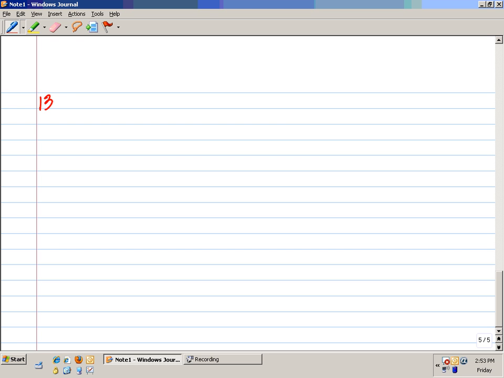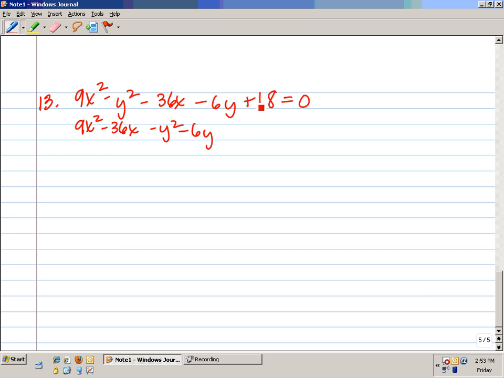Because number 13 has completing the square, and I don't feel like y'all can see that enough. All right. First thing is we're going to group. So we have 9x squared minus 36x, then minus y squared minus 6y, and I'm going to move the 18 to the other side. Factor the 9 out. I'm going to factor a negative out.